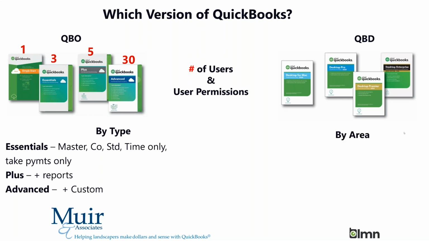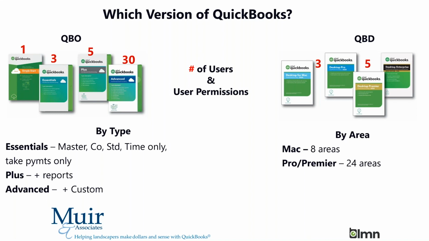When you get over into the desktop, they actually do it by area versus by type of user. So in the Mac, both Mac and Pro, you can have 3 users, and for the most part, I would say these products are basically the same. Permissions is one area where they differ. So the Mac has 8 areas, and you either give them access to it or you don't. Like they can do accounts receivable or they can't, or they can do payables or they can't.